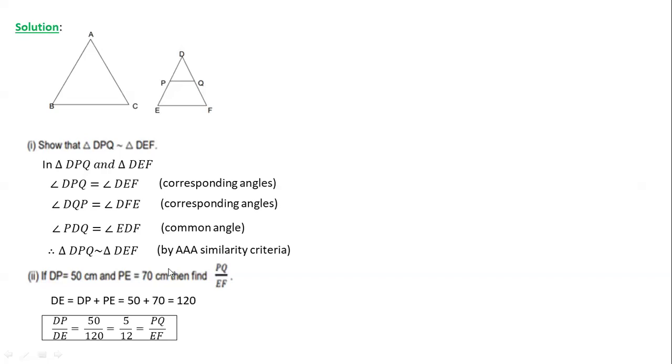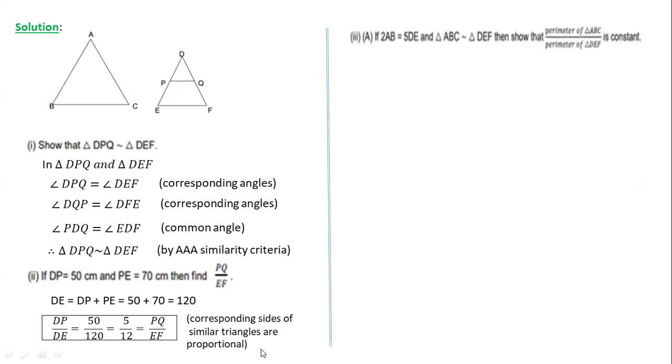Why? Because they are the parts of similar triangles. And when triangles are similar, the sides will be proportional. So DP upon DE is 5 by 12. Therefore, PQ upon EF is also 5 by 12. The reason is corresponding sides of similar triangles are proportional. Now, let's take the next bit, third bit.